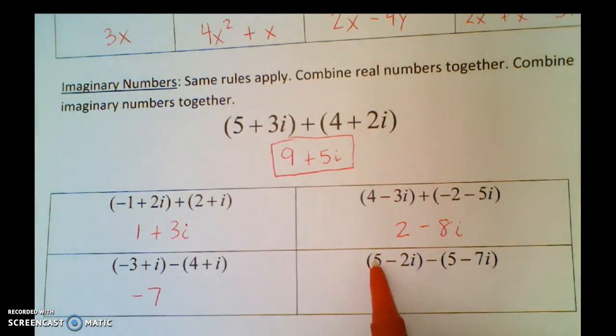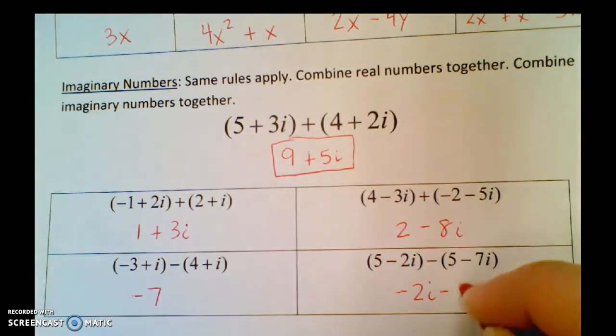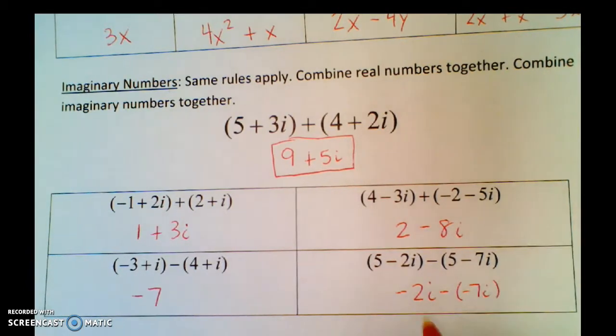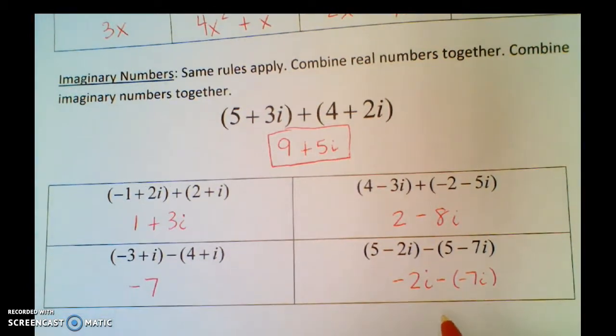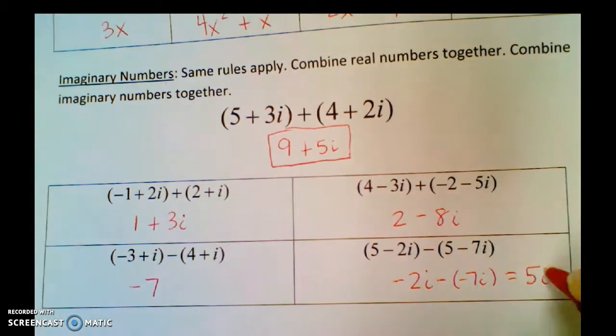Here I have 5 minus 5. 5 take away 5 is 0, so that goes away. -2i minus -7i. I'm going to write that out. -2i minus -7i. Remember, two negatives, when you subtract them, they become a positive, so it's really -2i plus 7i, so this turns out to be 5i's.